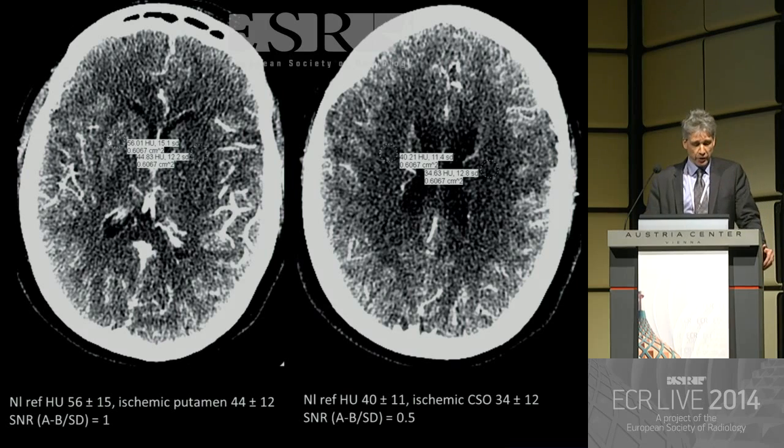This is a CT from my institution. It's somebody with a lenticular striate infarct. It's hard to see, but there's an ROI in the infarcted basal ganglia, and there's an ROI in the normal basal ganglia, and then again in the infarcted centrum semiovale and the normal centrum semiovale, and using American College of Radiology criteria for standard deviation, we have a signal-to-noise ratio of the infarct compared to the normal side of 1. And on the centrum semiovale, 0.5, meaning the imaging contrast difference between our abnormal tissue and our normal tissue is almost nothing.